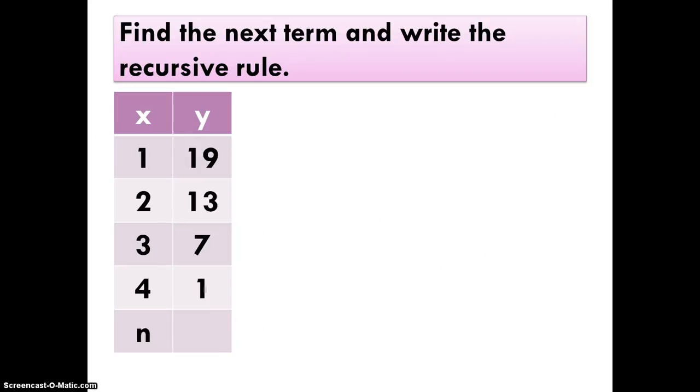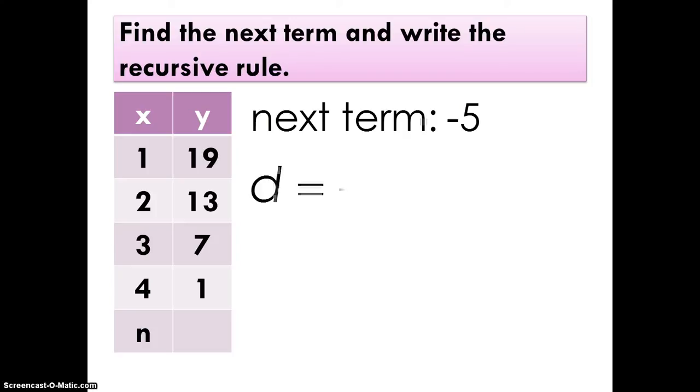You have one more. This is the last one. The next term will be -5. And if you look, your common difference is -6 because you're subtracting 6 every time.